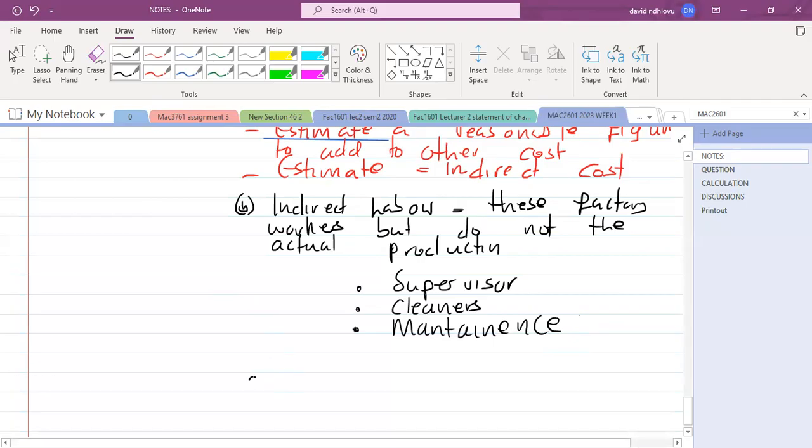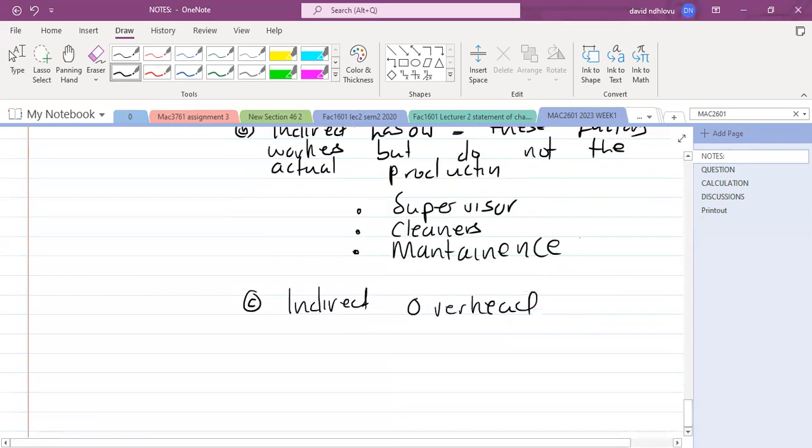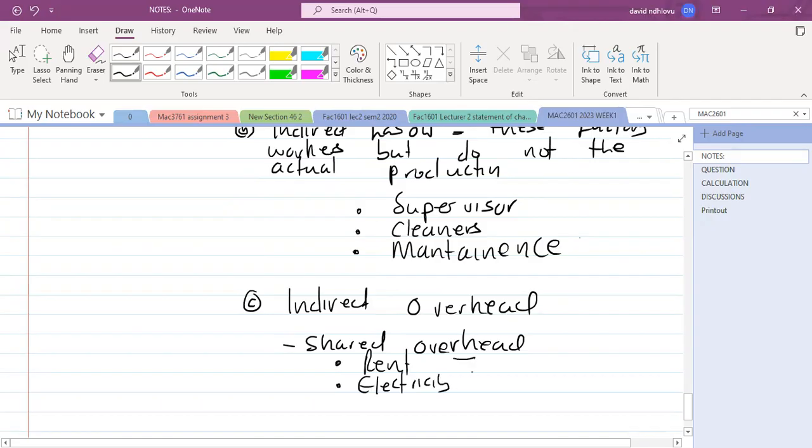Right, at the same time, we then have indirect overheads. Right, so these are simple shared overheads. I will give the same examples that I gave. It could be rent. It could be electricity. But the difference now is that this service more than what? One product.